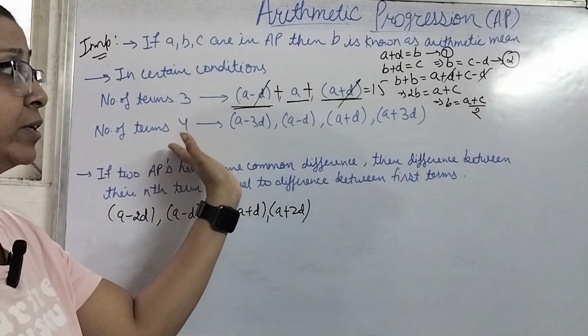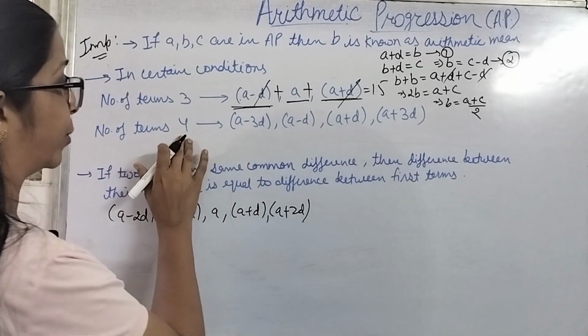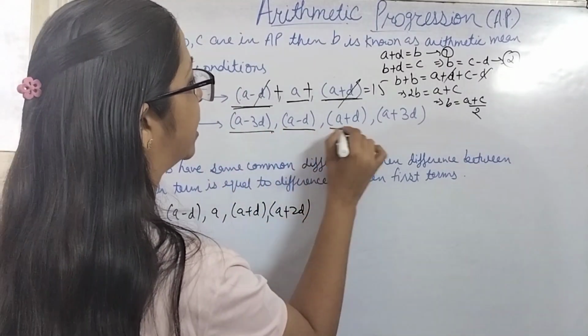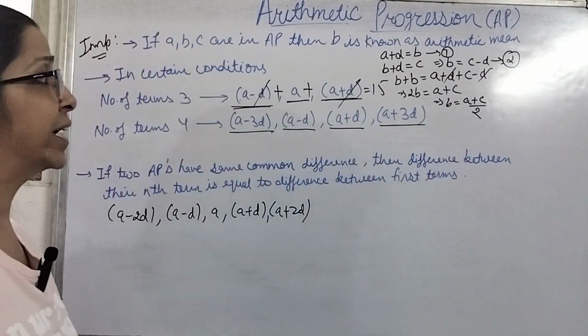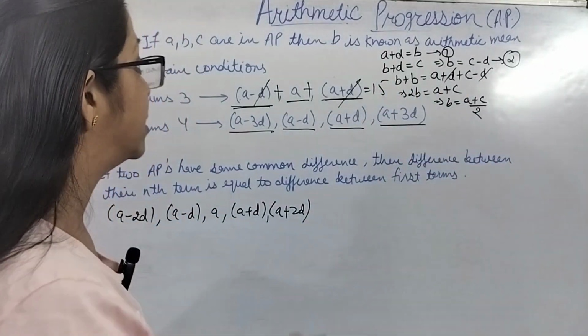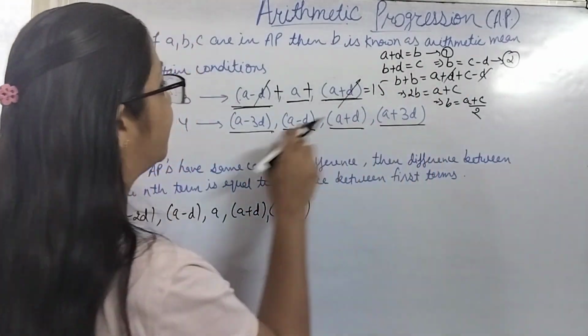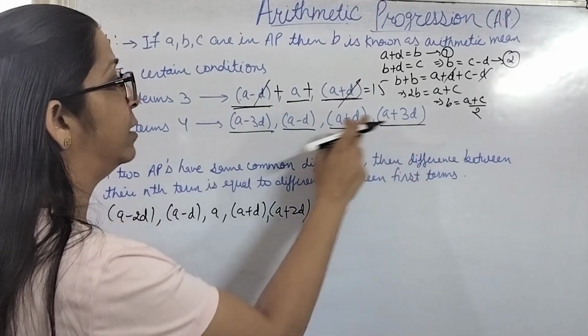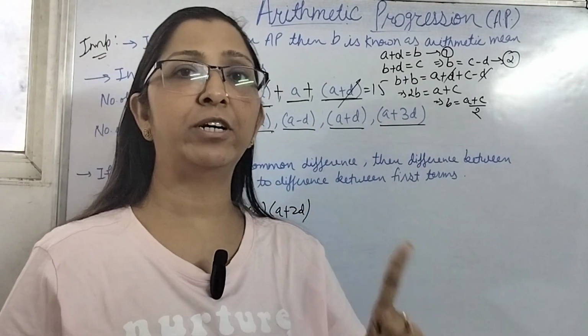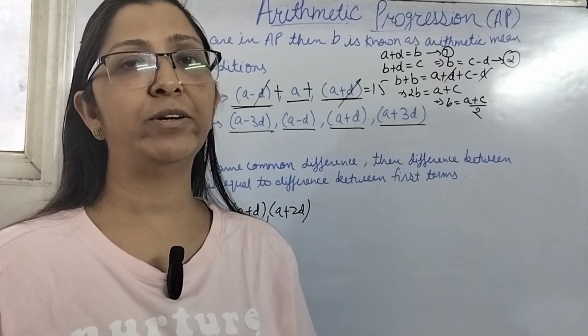Now if the number of terms is even instead of odd, in that case if it is 4, we will take the terms to be a minus 3d, a minus d, a plus d and a plus 3d. Again, if it is given that the sum of 4 terms is some number, and we add all these 4, minus 3d plus 3d will cancel, minus d plus d will cancel, and we will get an equation in one variable that we can easily solve and find the value of the variable.